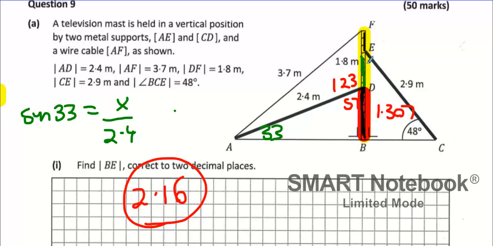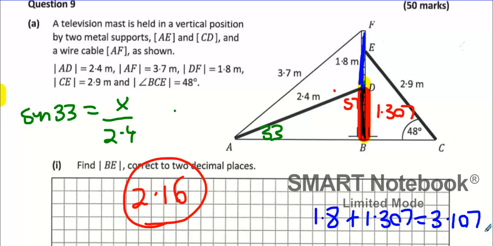Now, you told me to take it away from what? Add it to? Oh yeah, add it to 1.8 because the red line is 1.307. The blue line is 1.8. So do 1.8 plus 1.307, which is 3.107. Happy with that? So this whole line is 3.107. Okay? And then what do I have to take away from that to make it work then?